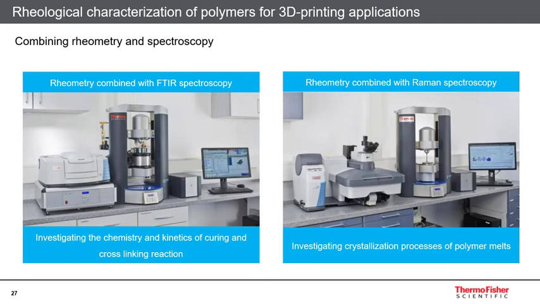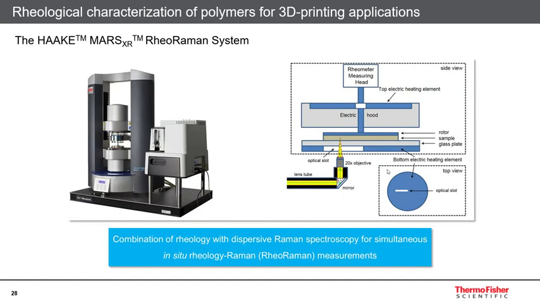Both setups allow for simultaneous rheological and spectroscopic analysis of a material. The FTIR coupling can be used, for instance, to study the kinetics of curing and cross-linking reactions, for example those that occur in stereolithographic printing processes. With the Raman coupling, changes in the crystallinity of a polymer melt during a rheological experiment can be monitored. Some technical details of the Rheo-Raman coupling are shown here.